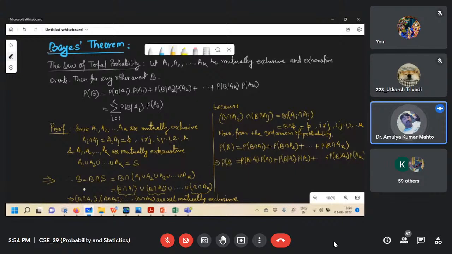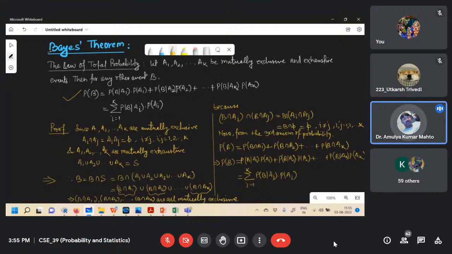This is probability of B. This is what I actually wanted to prove. You can see this one, or you can rewrite it as summation I equal to 1 to K probability of B given AI into probability of AI. So this is the proof of the law of total probability.